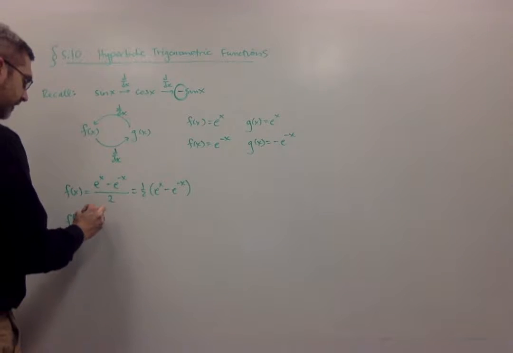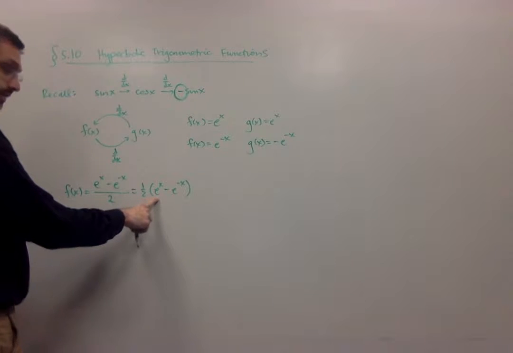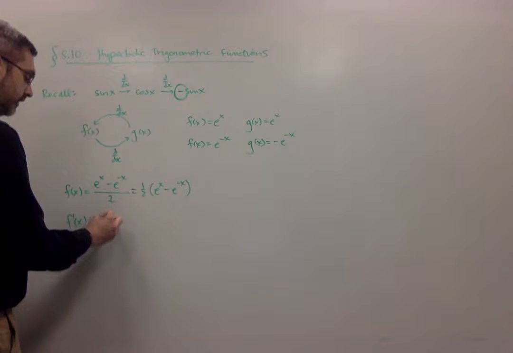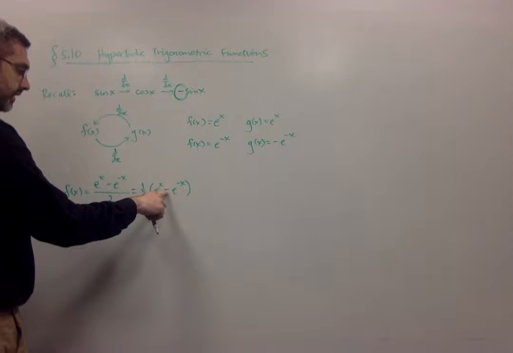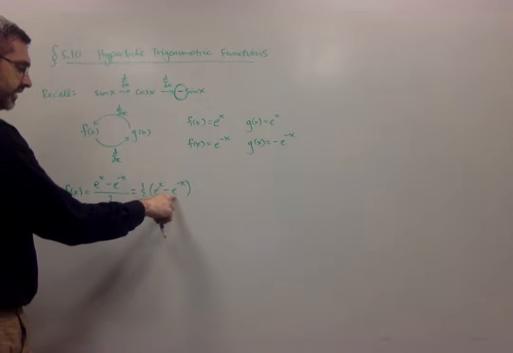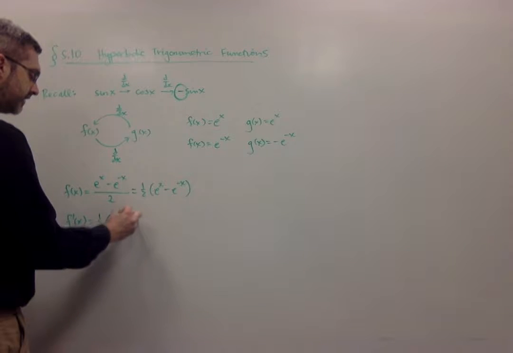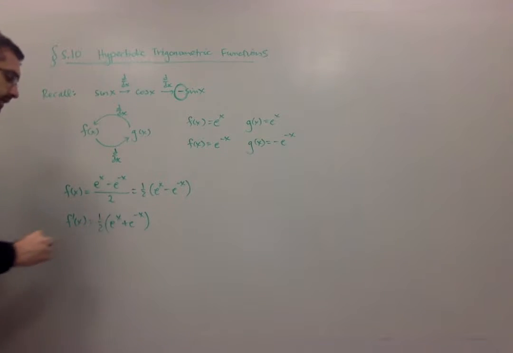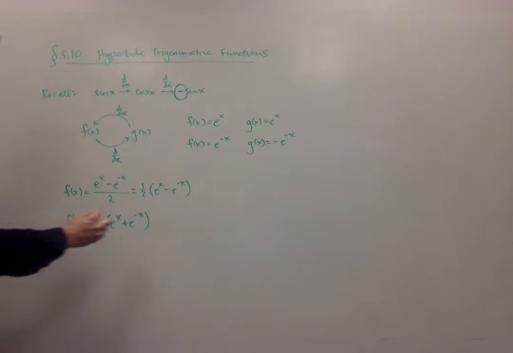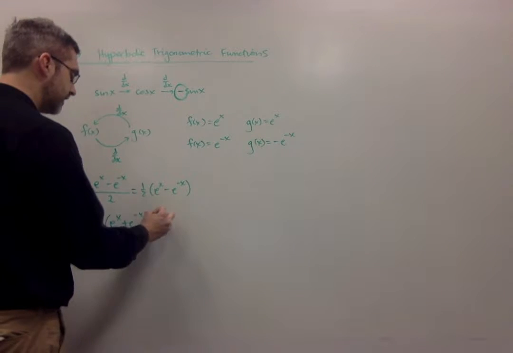Okay, we're going to leave the 1/2 alone. What's the derivative of e to the x? E to the x. And then the derivative of negative e to the negative x, that negative is going to come down and I'm going to have a positive e to the negative x. Okay? So that's the first derivative. Let's call that g.